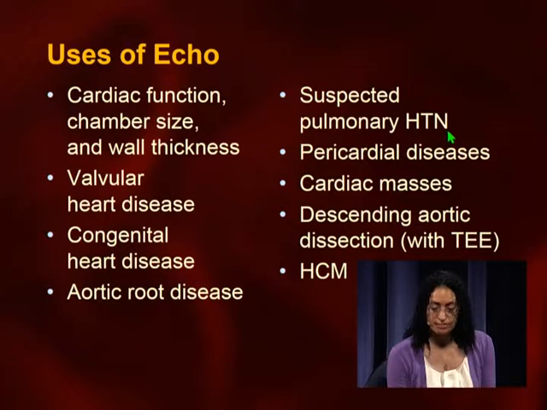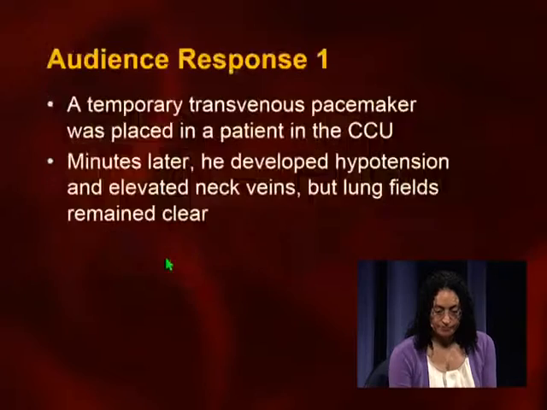You can also estimate pulmonary pressures through Doppler, pericardial diseases and cardiac masses. And with TEE, which we'll talk about a little bit later, you can pick up descending aortic dissection. In fact, TEE is the first-line study for an aortic dissection. And then hypertrophic cardiomyopathy, we use it for that.